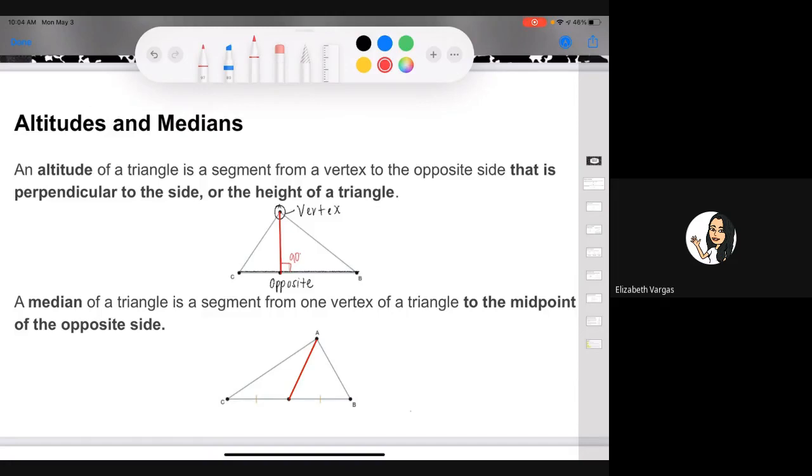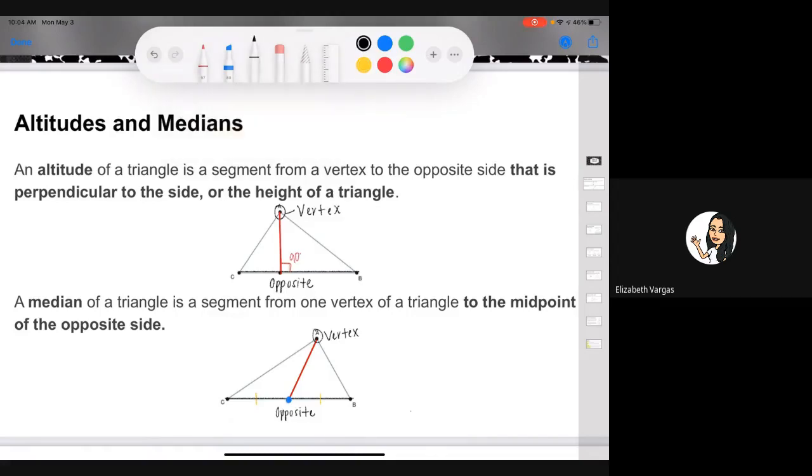Okay. The median, on the other hand, is slightly different. The median of a triangle is a segment from one vertex, so this would be our vertex, to the opposite side. This is the opposite side. But it does so at the midpoint, so it's not necessarily perpendicular to it. What it intersects at is this median point, basically the midpoint of the opposite side. The median means it's the midpoint in that line segment, so it creates two congruent halves.